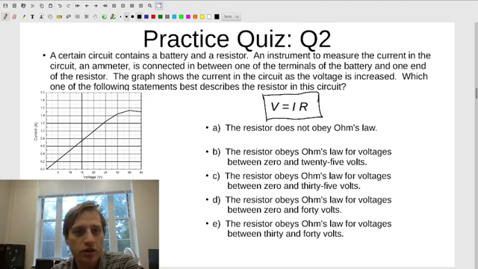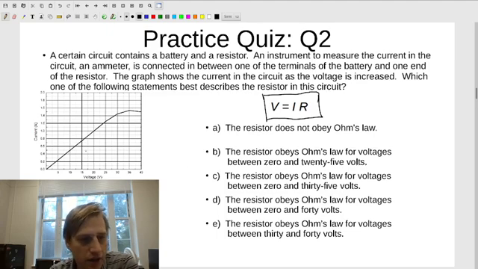It says a certain circuit contains a battery and a resistor. An instrument to measure the current in the circuit, an ammeter, is connected in between one of the terminals of the battery and one end of the resistor. The graph shows the current in the circuit as the voltage is increased. Which one of the statements best describes the resistor in this circuit? Okay, so then it says the resistor does not obey Ohm's law. The resistor obeys Ohm's law for some voltages.